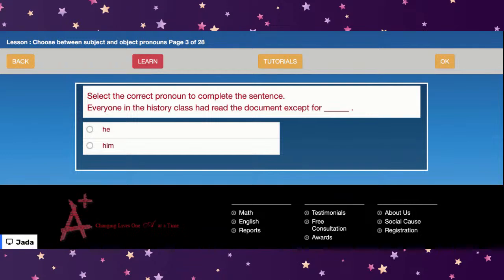Everyone in the history class had read the document except for he or him. Which one? Everyone in the history class had read the document except for, is it he or him?